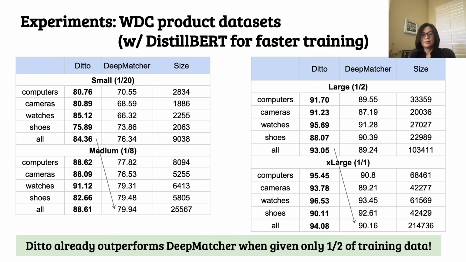The results for the WDC dataset show a similar pattern. Observe that Ditto already outperforms DeepMatcher with half the amount of training data. For example, with about 9,038 labeled examples, Ditto's F1 score is 84.36, and this is already higher than the score for DeepMatcher with about 25,000 training examples.